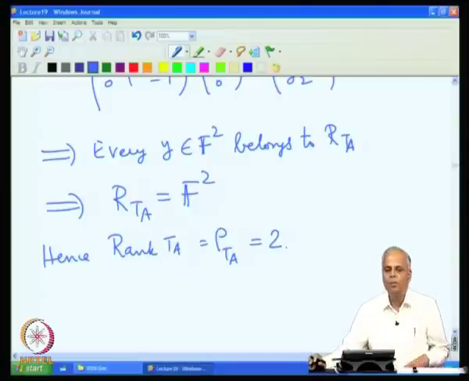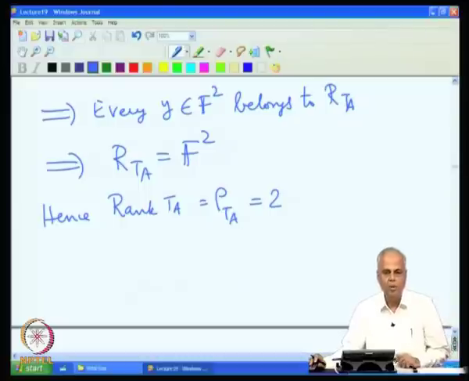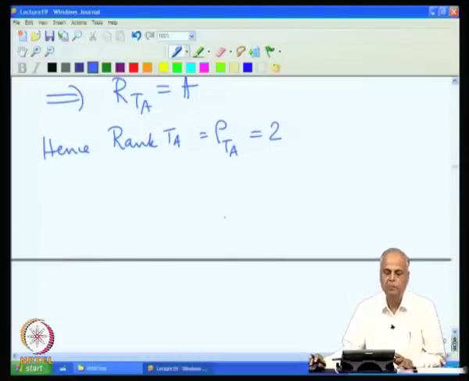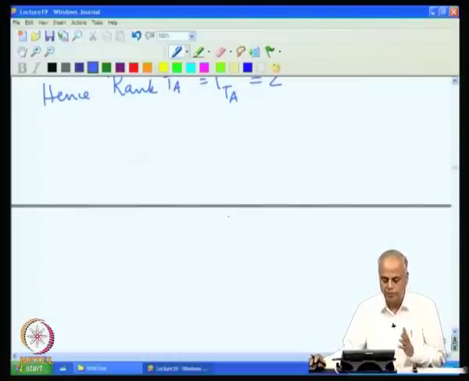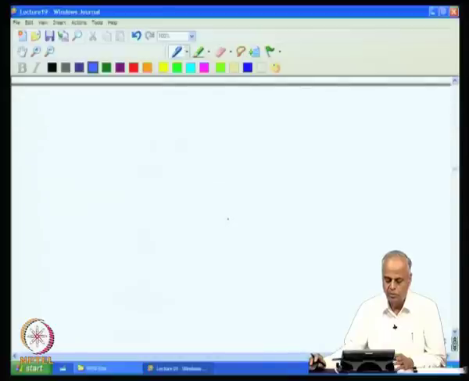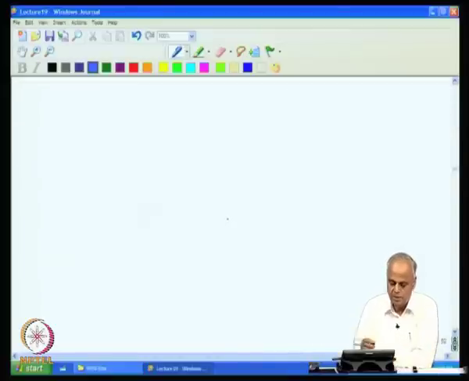So, thus we have a very simple example of a linear transformation from F^3 to F^2, for which we have found the null space and the range. Let us now look at another example.